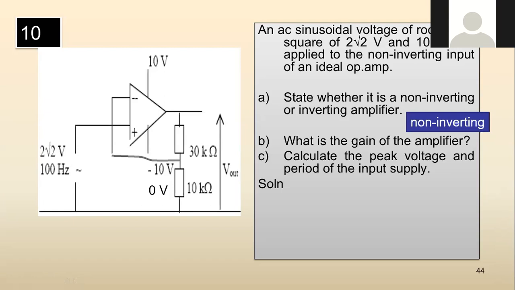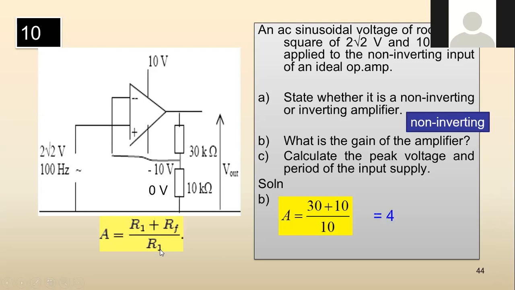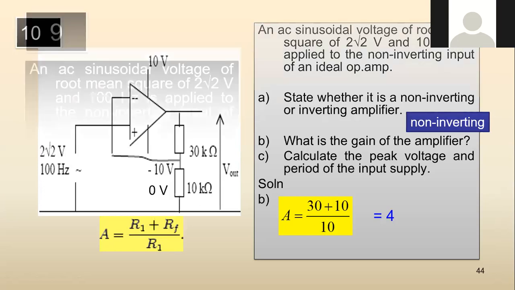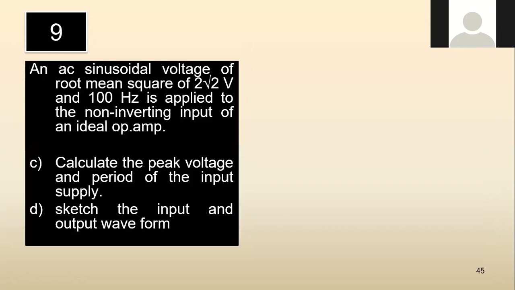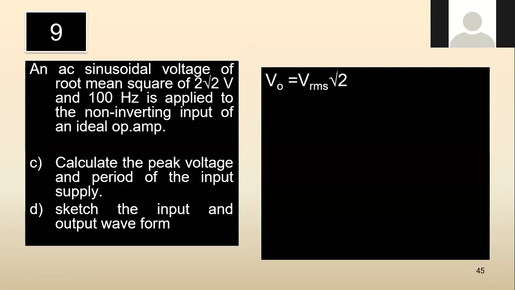What is the gain? If it's non-inverting, we add the two resistors divided by this one. Memorize the formula and calculate it out. The gain is 4. Calculate the peak voltage and the period. We have our root mean square value, so the peak is the root mean square times root 2. Putting in 2 root 2, root 2 times root 2 becomes 2, so the peak becomes 4.